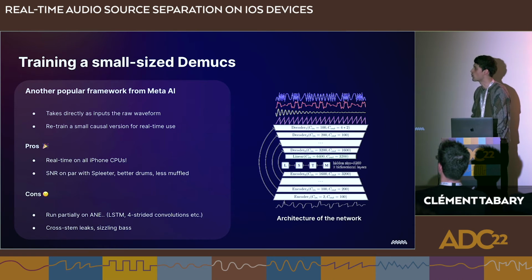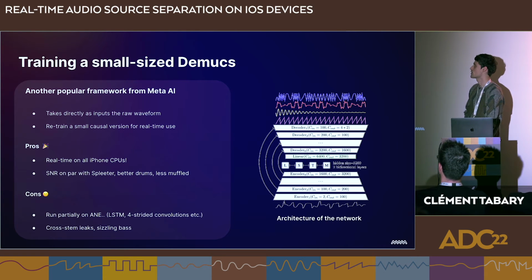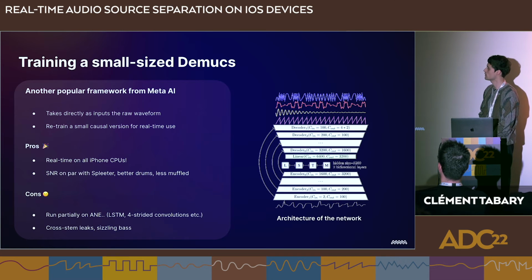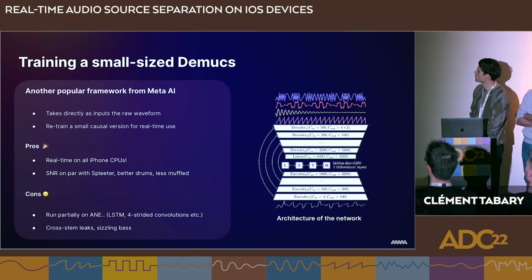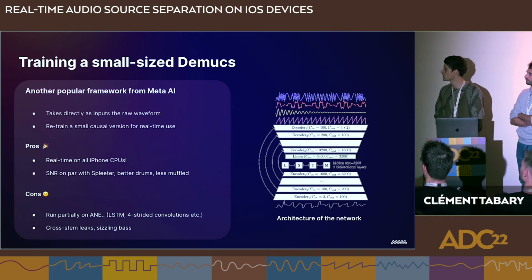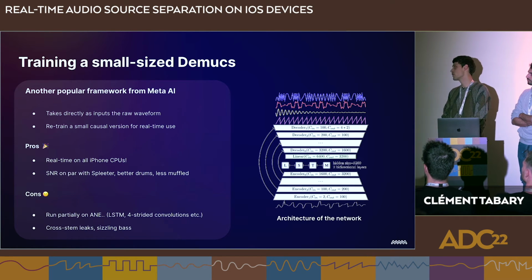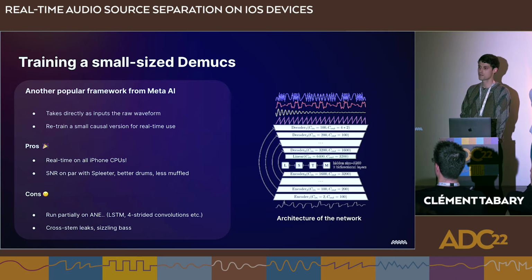So then we went for the other category of models. Demucs, this time, is a raw waveform-based model developed by Meta AI. It's really popular, so we went for this one. However, the pre-trained model is way too huge, like 2 gigabytes. So we retrained it ourselves and modified some of the architecture components to make it real-time and streamable. Once we got that far, it was real-time on all iPhone CPUs. So first victory. And the SNR, the metric we use to compute the separation quality, was on par with Spleeter, with less muffled sound and better drums.